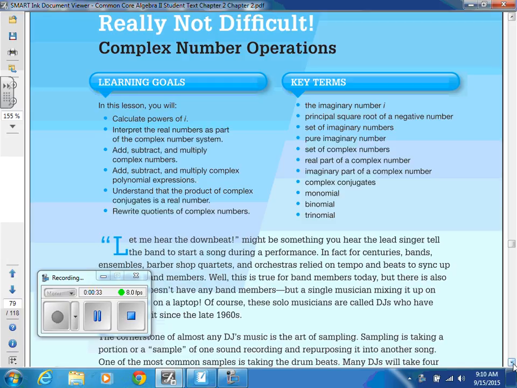So do you remember we graphed some and we were talking about where the zeros were, but sometimes it didn't cross the x-axis and so there were no zeros?